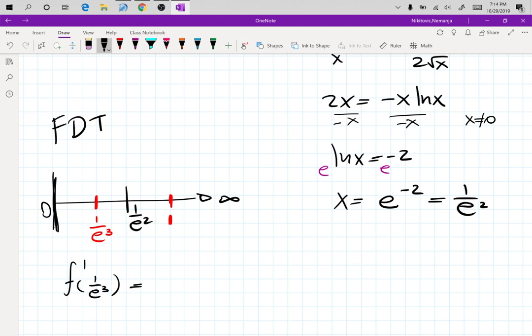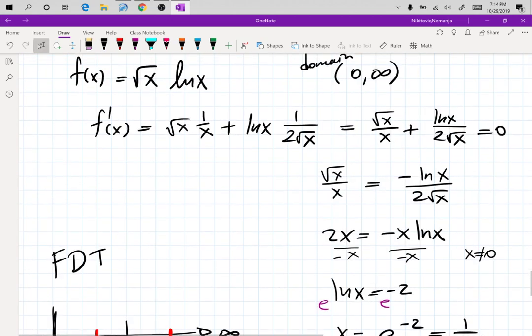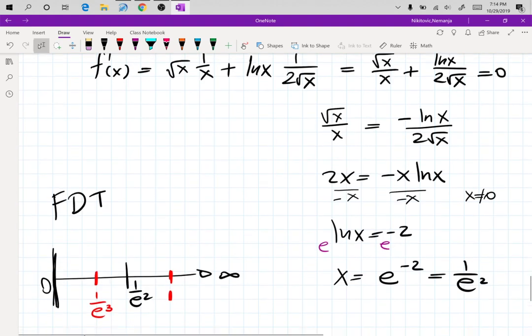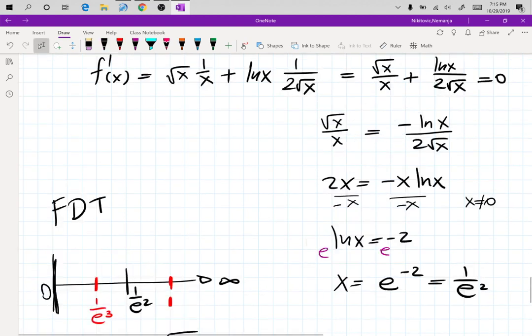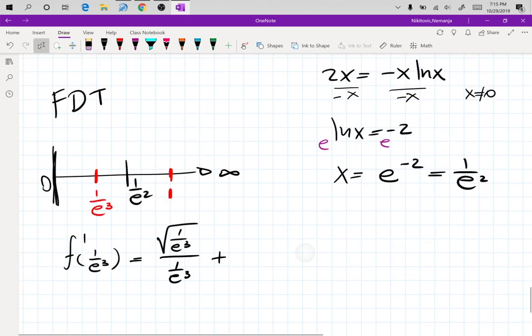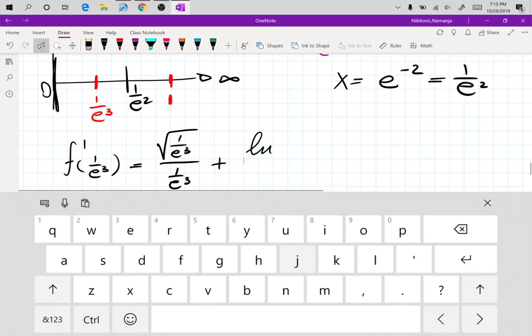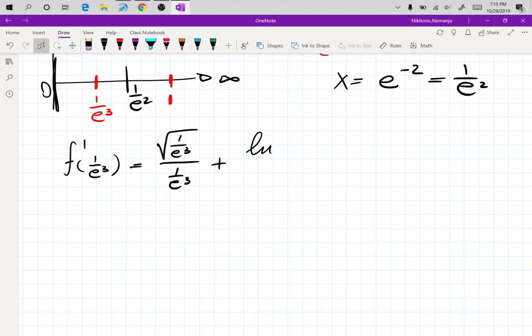For the first derivative test, I have this function up there, which is root x over x plus ln x over 2 square root of x. Great.